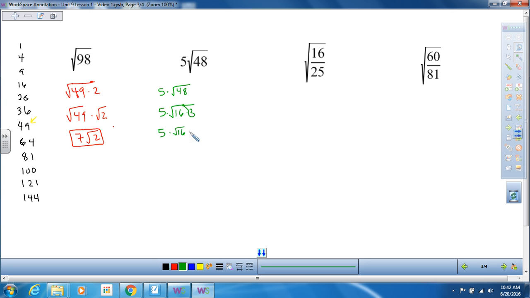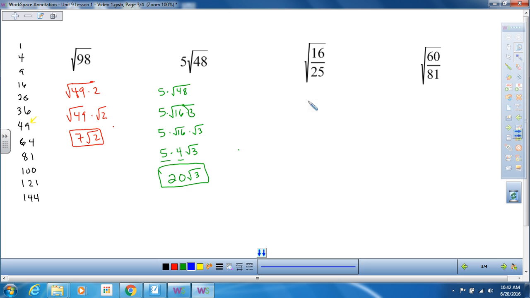So I'll separate. And then I can take the square root of 16, which is 4. And since 5 and 4 are both outside the radical, I can multiply those together. So 5 times 4 is 20, and then square root of 3. So if you have a number out front, just leave it out front till the end, then you can multiply what's outside together.